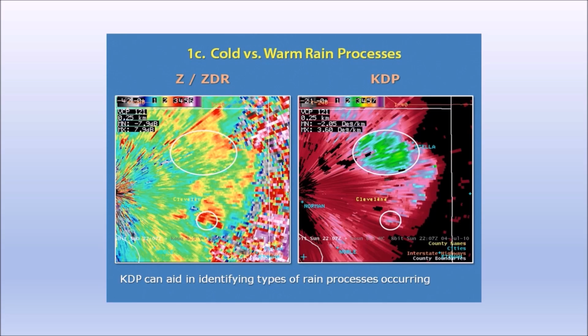Remember, KDP is dependent not only on the shape of the particle, but its concentration. So, if the rain to the north is smaller in size but has higher KDP, it has to be because the concentration of the drops to the north is higher than the drops to the south. The reason for that is the type of process by which the drops formed. The drops to the north most likely formed via a warm rain process whereas the drops to the south formed via a cold rain process.